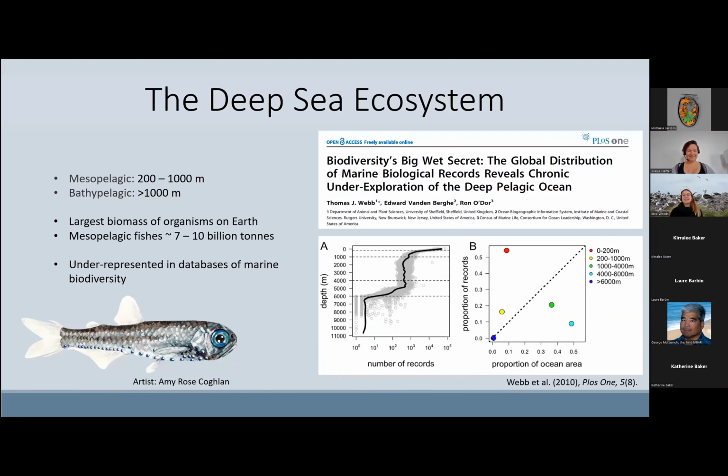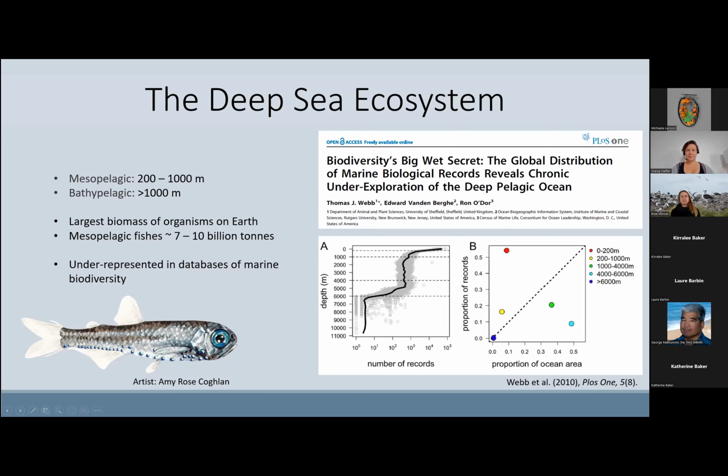Okay. So as many of you know, the deep pelagic community predominantly consists of fish, crustaceans, and cephalopods that inhabit the mesopelagic and bathypelagic depths. Mesopelagic fish are a central component of the community. They dominate global fish biomass estimates with estimates of up to 10 billion tonne. And they contribute to an estimated average of 16% of the total carbon flux out of surface waters during their diurnal vertical migration. However, deep sea ecosystems are underrepresented in databases of marine biodiversity.